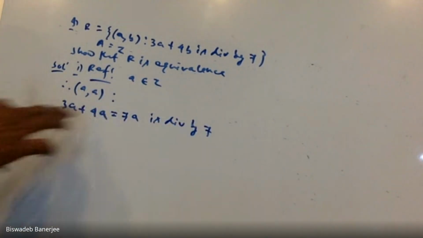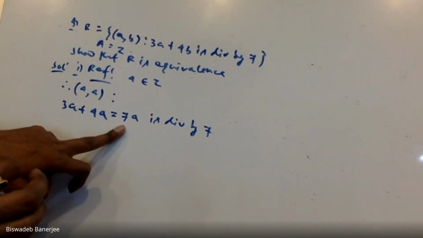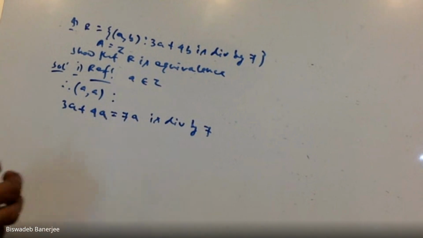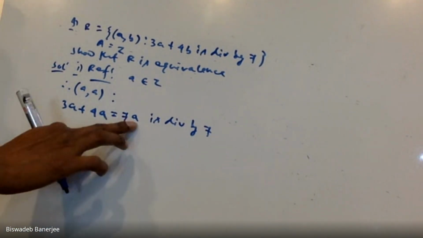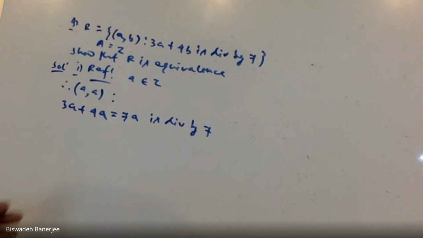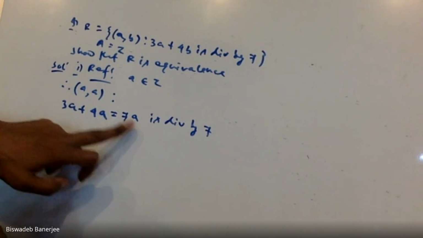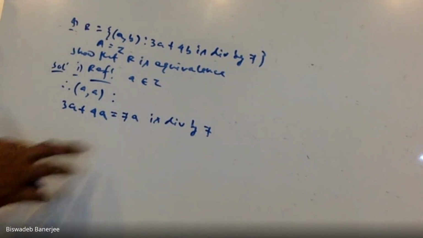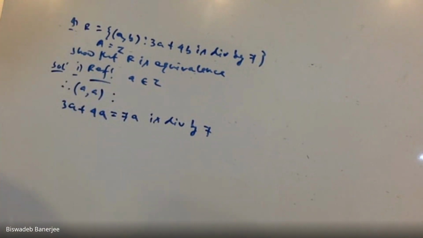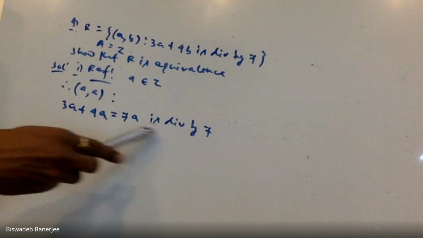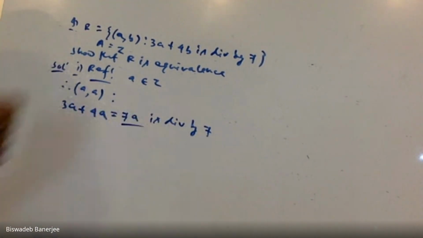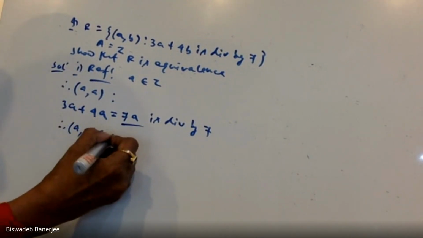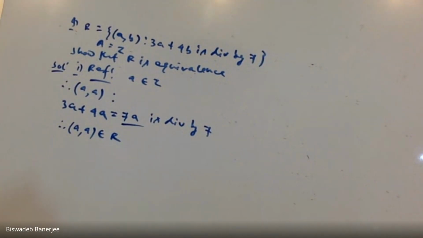Because 7 into something means it is a multiple of 7. We have just discussed this. 7 into a means it is a multiple of 7, because note that a is an integer. And remember, if a is not an integer, it is not a multiple of 7. a should be an integer, and a is an integer, obviously, because a belongs to Z. That means it is divisible by 7 because it is a multiple of 7. So we can write (a, a) belongs to R. So the reflexive property holds.